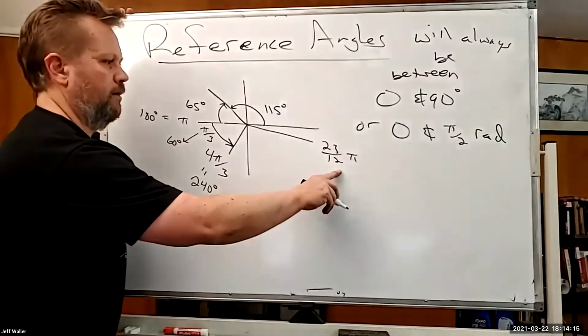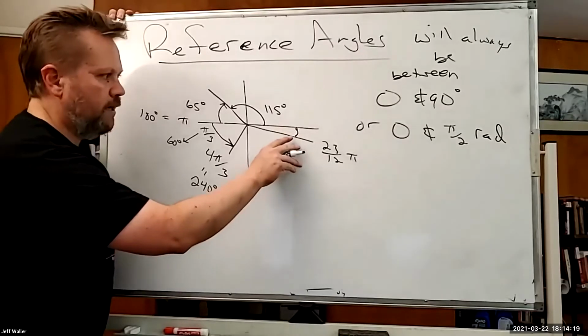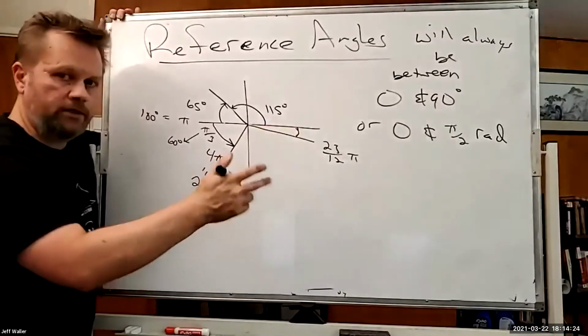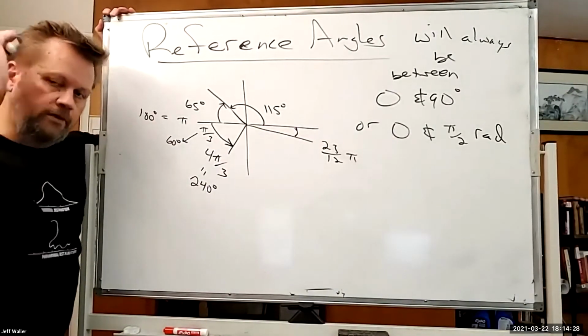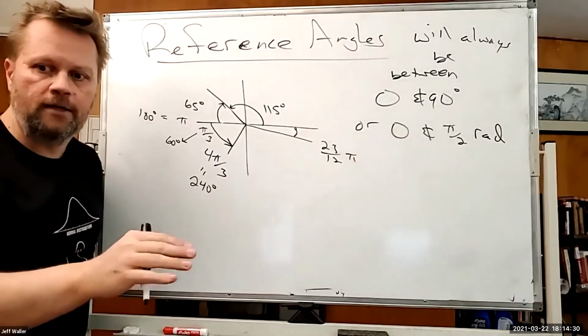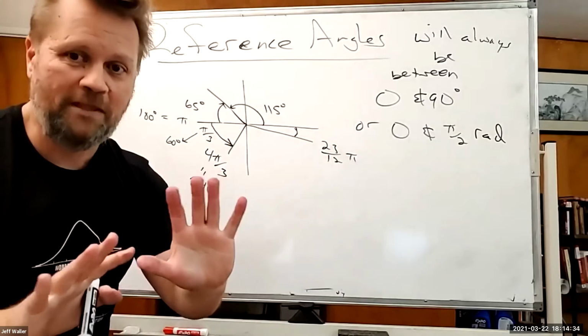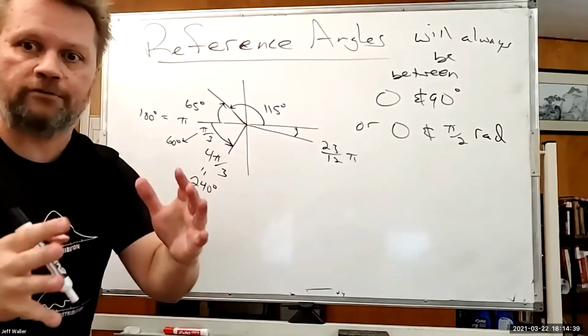23/12 pi. The reference angle will be this. So it's always how far from this or this you are, whichever one's closer. That's the reference angle. So the actual math to find this is easy. Right now, you might be like, what does this matter? We'll see soon enough, but right now it's a good time to lay the groundwork. The math is relatively easy.